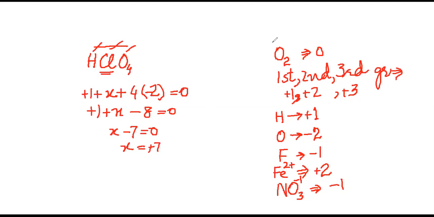Okay, let's have another example. KBrO3. What is the oxidation number of bromine in KBrO3? So what is the oxidation number of potassium? It is plus 1 because it is present in group number 1. Bromine, we don't know. Oxygen, minus 2. How many atoms? 3. Multiply with 3.